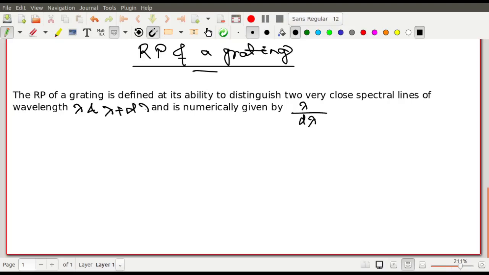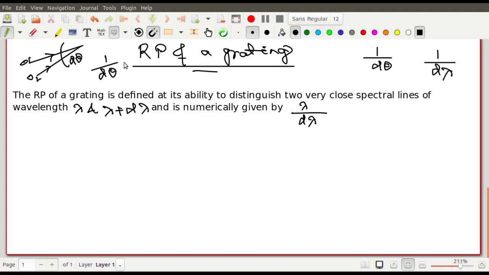You see that in the previous case, in the telescopic case, the definition was 1 by d theta. And in this case you see that it is 1 by d lambda, because in the telescopic case you need to separate two close objects, the separation between two objects. This is from O1 and this is from O2. So what is the separation between them? It was d theta. So the resolving power is the inverse of that, that is 1 by d theta. Work done, all over.